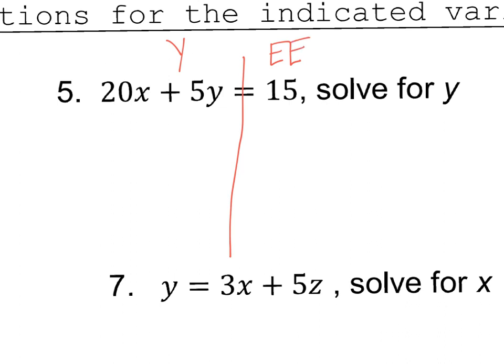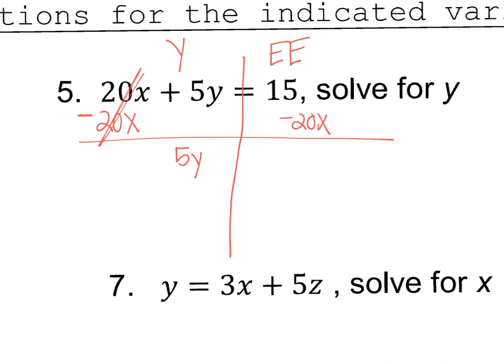Well, 20x, he can't be on the y side. His last name's X, not Y. So if it's positive 20x, to get rid of it, I would subtract 20x. Whatever I do on one side, I got to do the other. Well, 20x minus 20x goes away. I'm left with plus 5y, or just 5y. I can't combine them again.